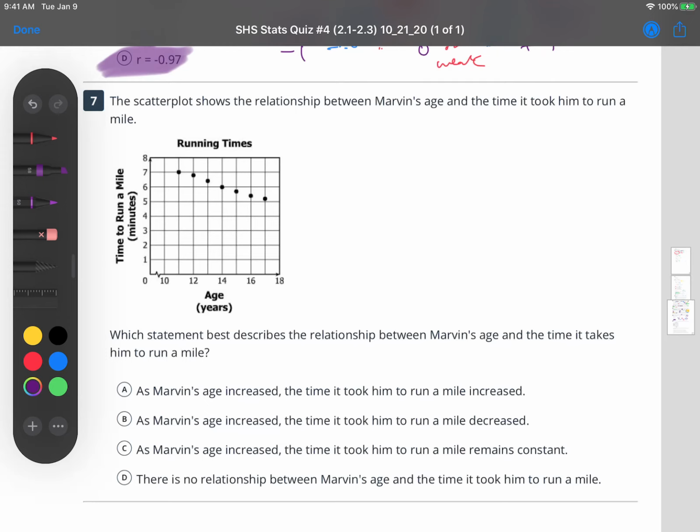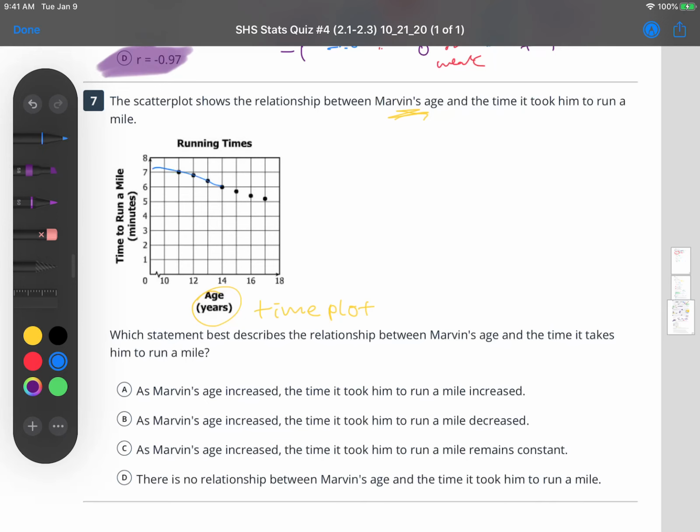And a time plot. Why do I see a time plot? Because it has time. That's my T. T-I-M-E-P-L-O-T, time plot. The scatter plot, or this is specifically a time plot because it's measuring time, shows a relation between Marvin's age, there's my time, and the time it took him to run a mile.